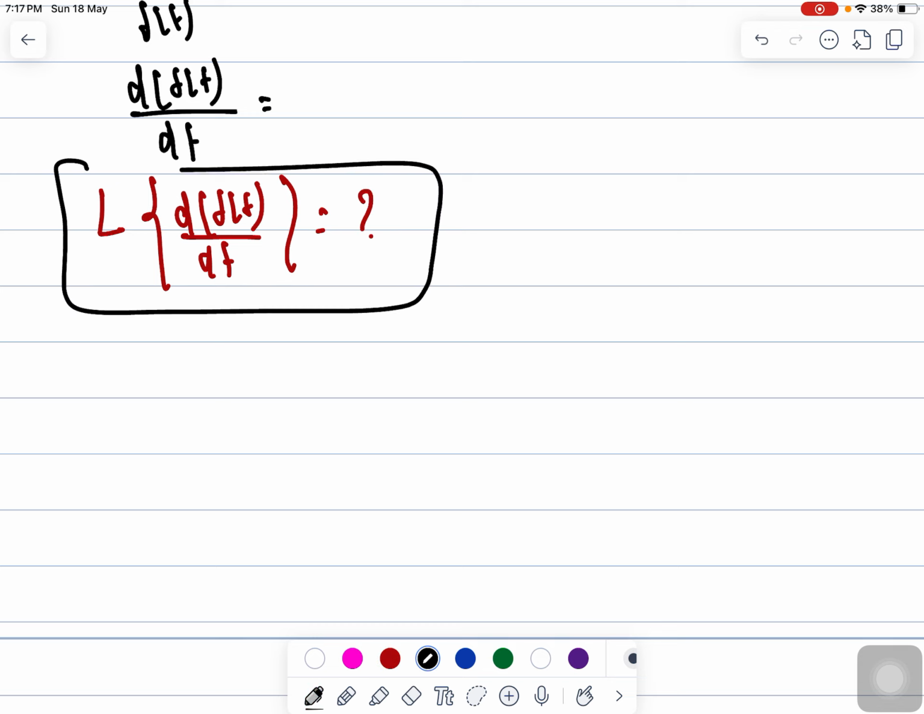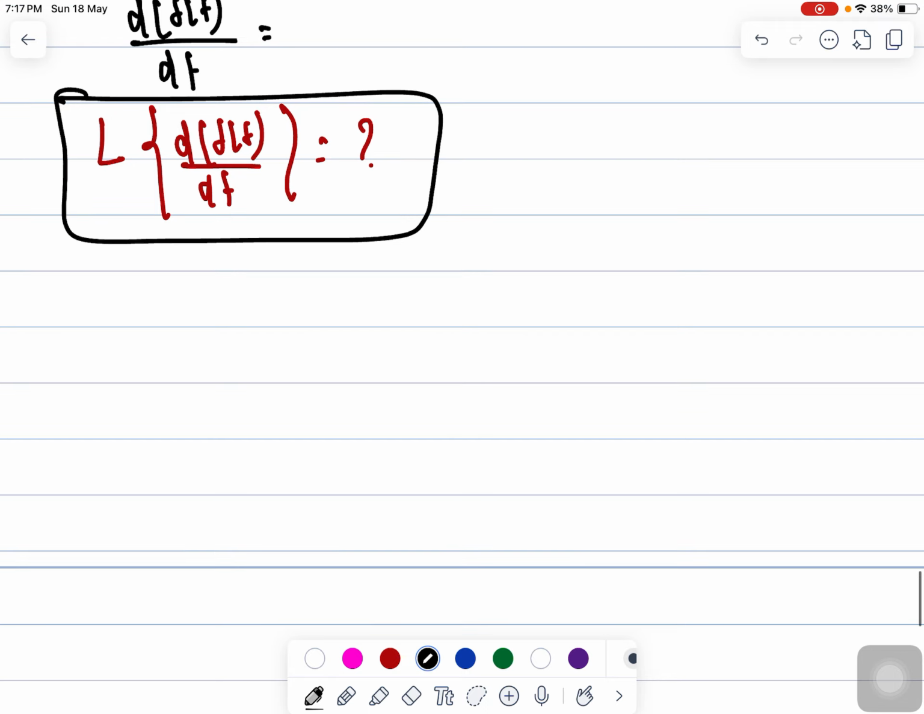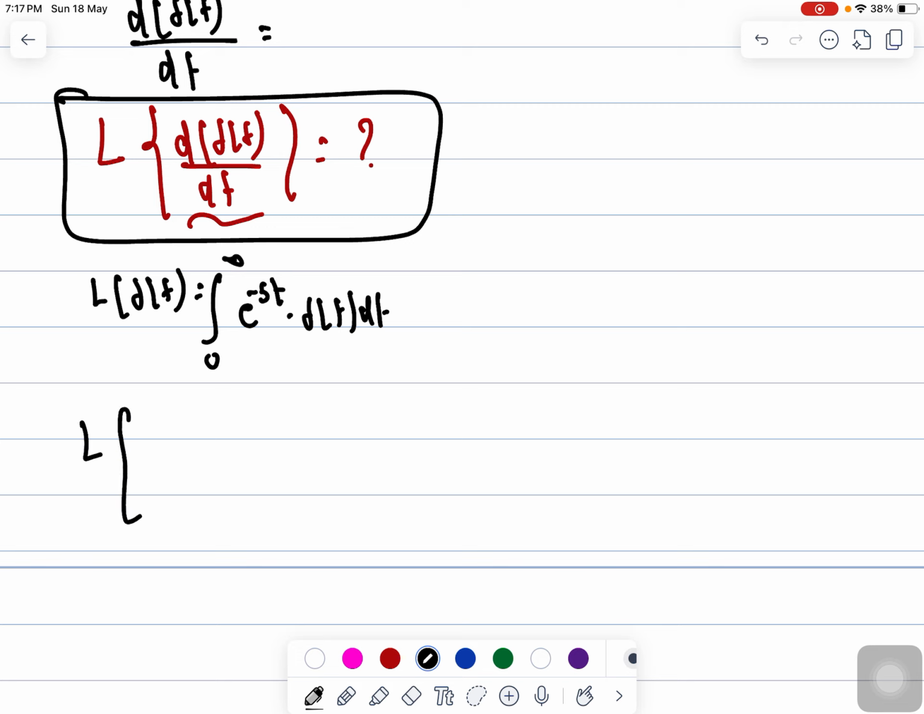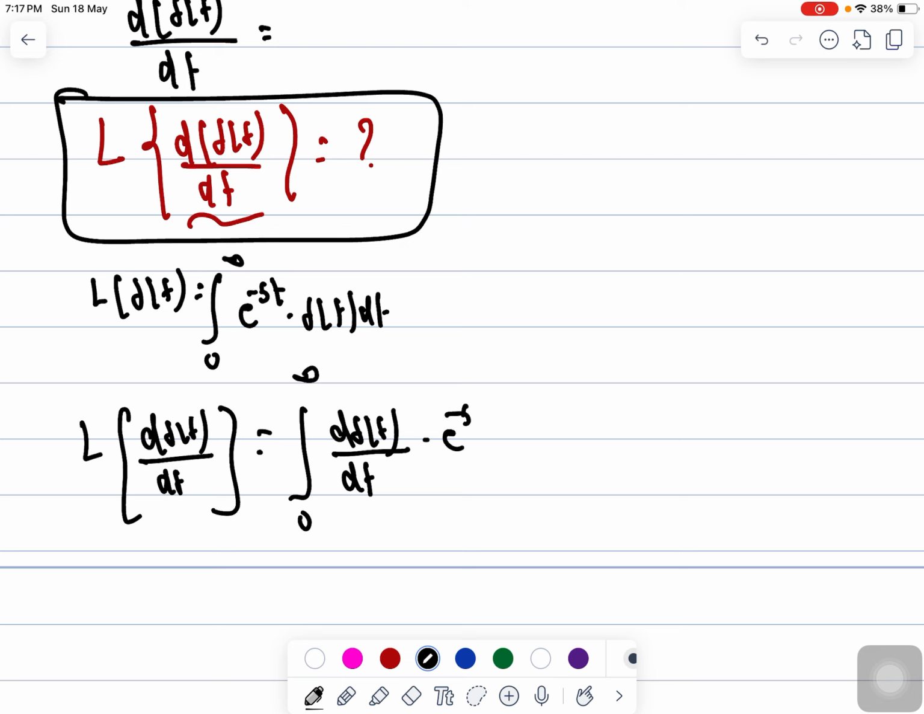Let's see how we will solve this. In order to solve this, I have already told you the Laplace transform of f(t) is equal to the integral from 0 to infinity of e to the power minus st into f(t) dt. But here your function is this one, right? So finally, the Laplace transform of d f(t) by dt, I can write as the integral from 0 to infinity of d f(t) by dt into e to the power minus st dt. Is that clear?